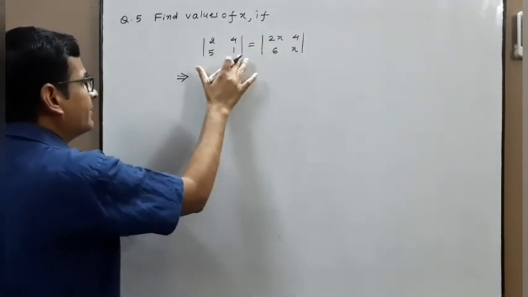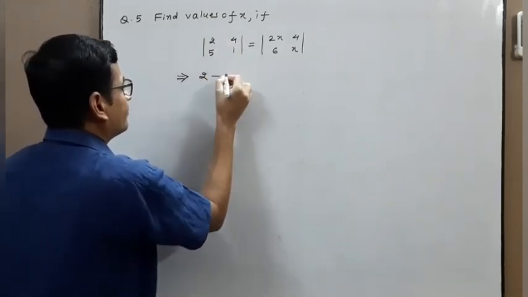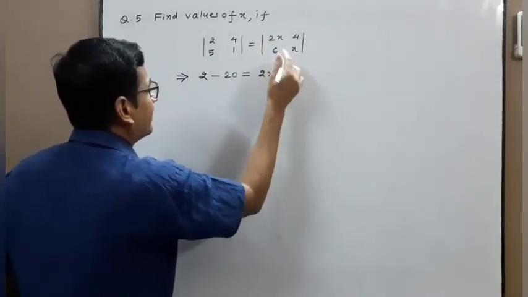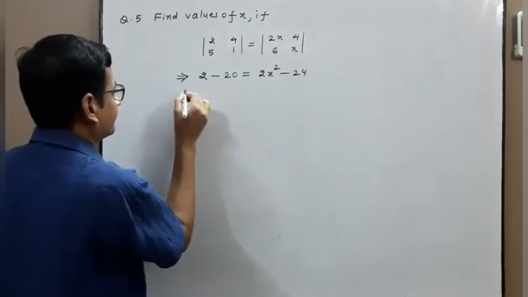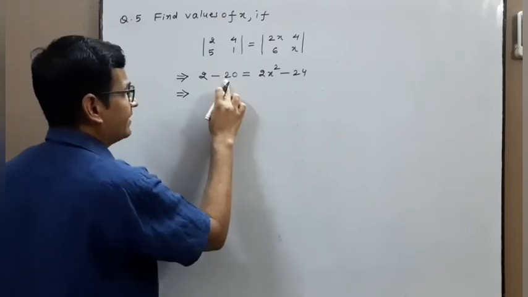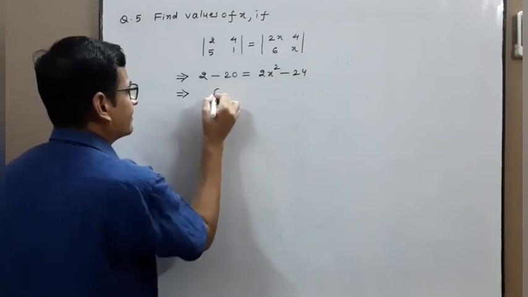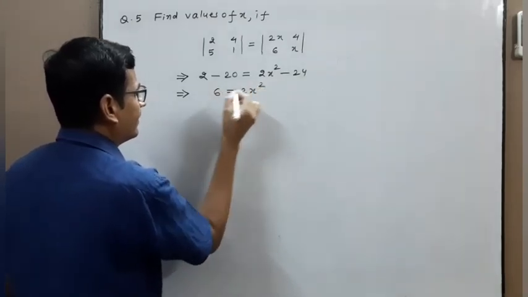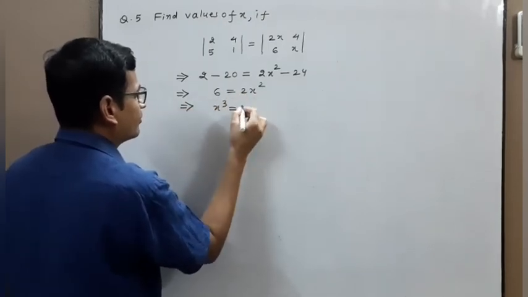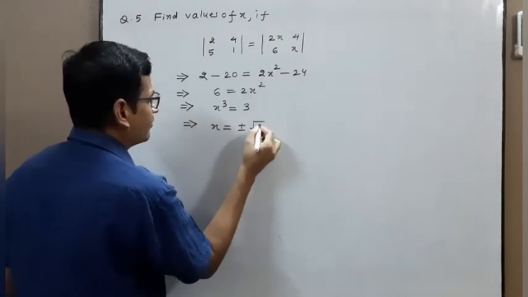Next problem. Find the values of x if this is equal to this. This is a 2 by 2 determinant. Simplify this into this: 2 into 12 minus 5 4 20 is equal to this into this, 2x square minus 6 4 24. Next step, 2 minus 20 is minus 18. Same 24 on the other side. So 24 minus 18, 6, is equal to 2x square. So x square is equal to 6 upon 2, 3. So x is equal to plus minus root 3.